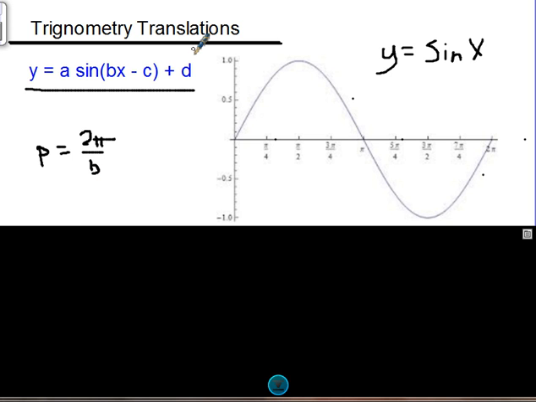And then your C and D act like your Algebra 2 translations. Remember your opposite HK? Well, this is opposite CD. Your C affects your horizontal translation, and D affects the vertical translation. Remember, because it's minus C, you're going to go in the opposite direction. If this was minus 4, that means you'd be shifted 4 to the right.